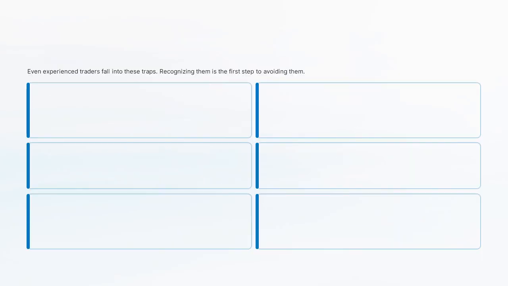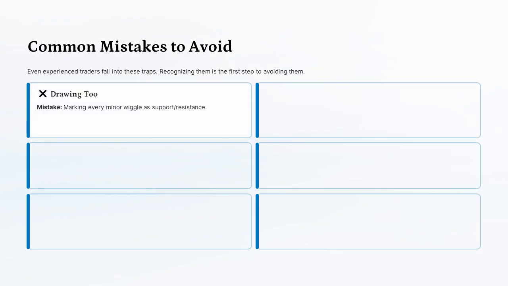Even experienced traders make mistakes with support and resistance. Let me walk you through the 6 most common traps so you can avoid them. Mistake 1. Drawing too many lines. This is probably the most common mistake. A trader marks every minor wiggle, every small reversal, every little bounce. The chart becomes a mess of lines, and none of them are meaningful.